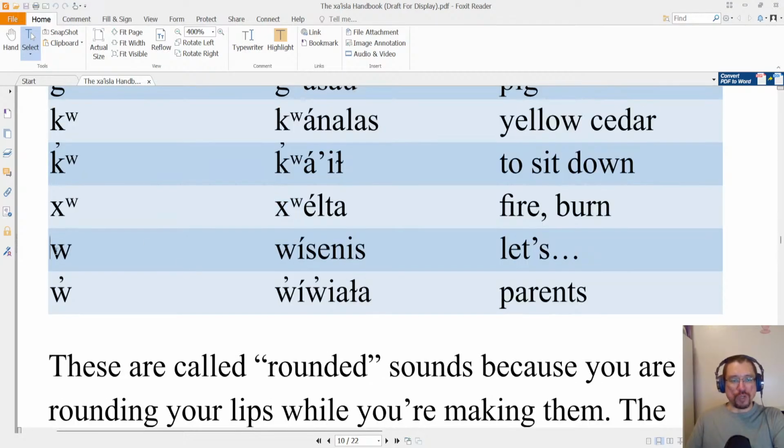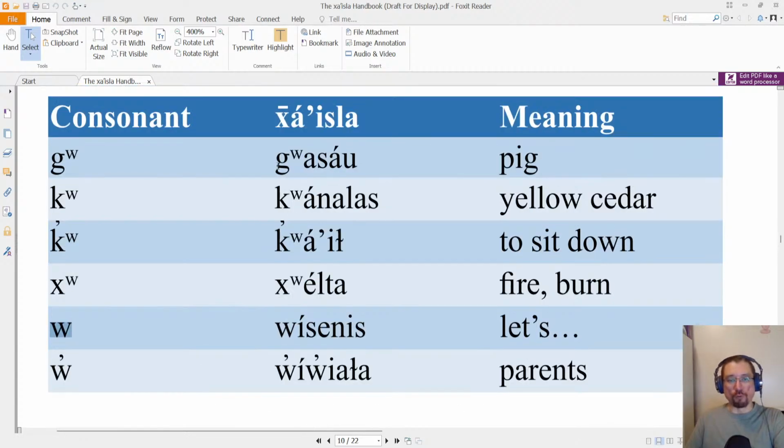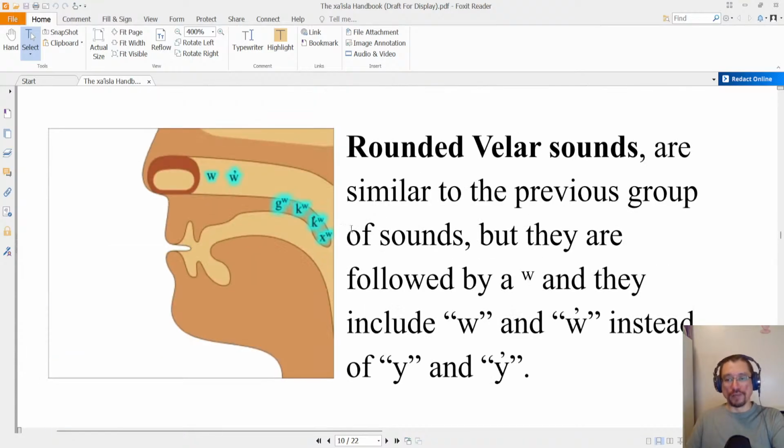And also, we already have a regular W, like a regularly sized W, and a glottalized W. So using a regular sized W would kind of interfere. So using this small raised W separates it from the regular W. So you know that these are rounded sounds. Those are rounded velar sounds.